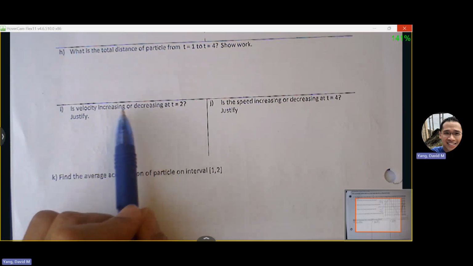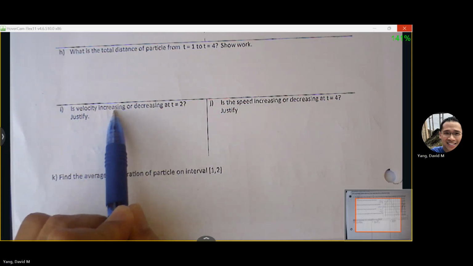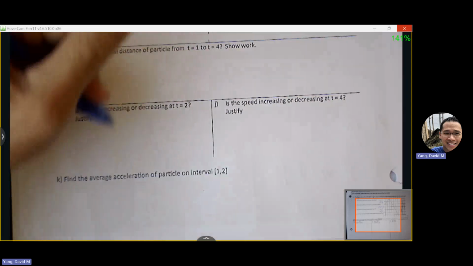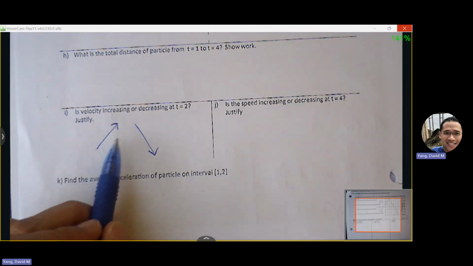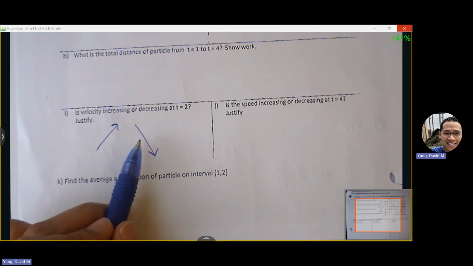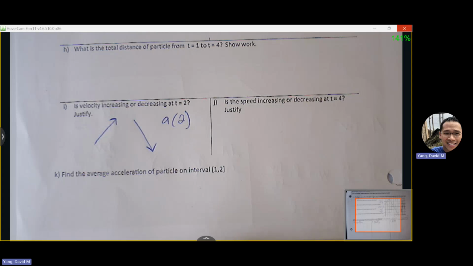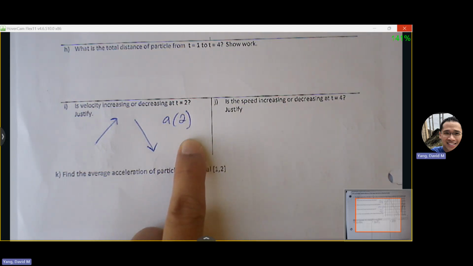Okay, is velocity increasing or decreasing? What do we look at? This is talking about the slope of velocity. So increase, decrease. It wants to know, is velocity looking like this, or is it like this? If it's talking about the slope of velocity, then we just look at acceleration. So we let A of 2 decide that for us. Since acceleration is a positive 6, velocity is increasing.